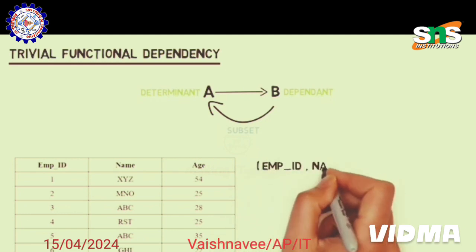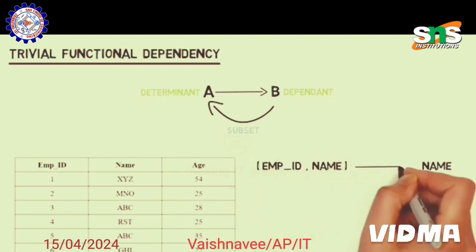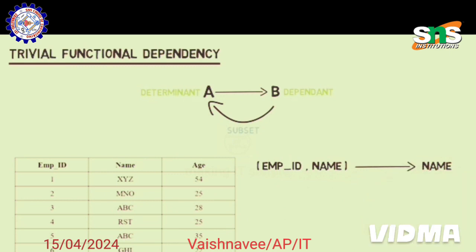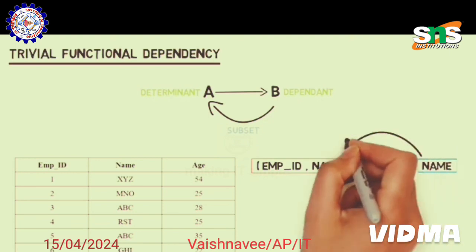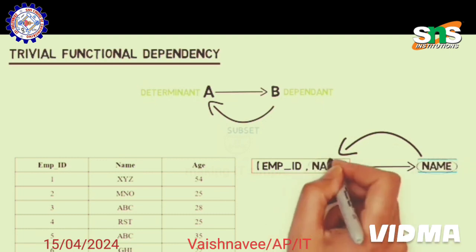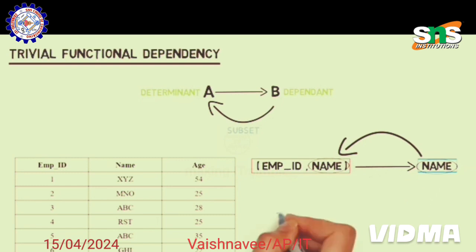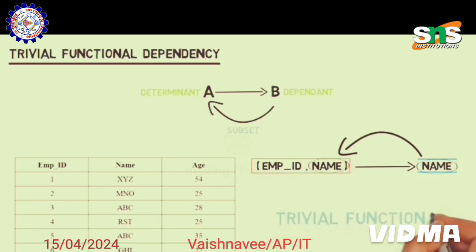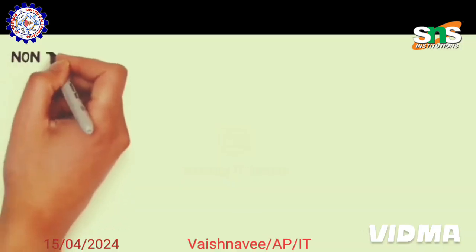So consider this employee table. From this table we can write a functional dependency: employee ID and name determines the name. It is a valid functional dependency. Yes, it is a valid one. With the help of employee ID and name, we can determine the name attribute. It is definitely a valid one, but it is kind of useless. So the dependent attribute name is a subset of determinant employee ID and name, and the name that is dependent is already present in the determinant. We are not getting any new information. Such kind of dependency is a trivial functional dependency.